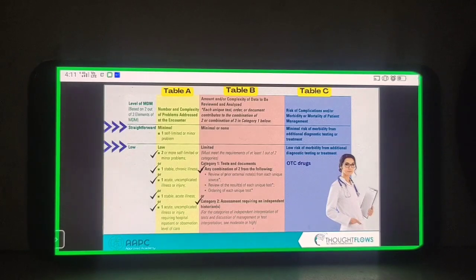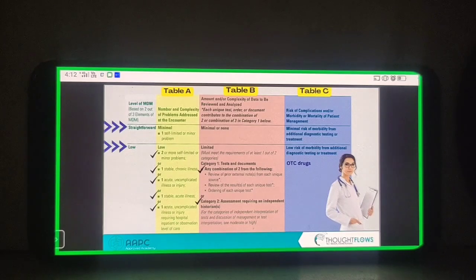What are the levels not satisfied? What are the levels? Low level. Why? What points are satisfied here? Cough and fever, two or more self-limited minor problems. OTC drug. Super, so cough and cold. These are the two minor problems satisfied in table A, and OTC means table C. So two columns are satisfied in the single level. That's why here we are taking the level of low.